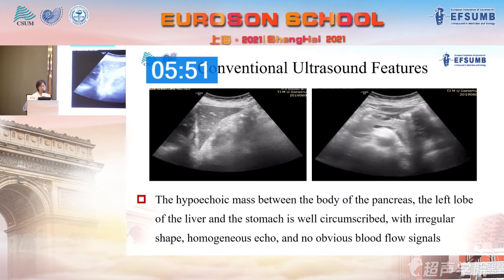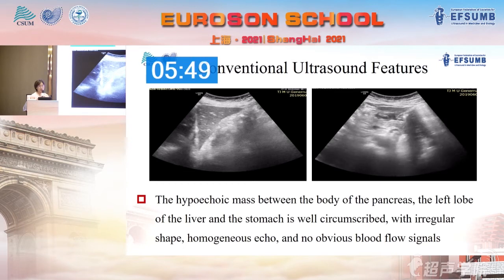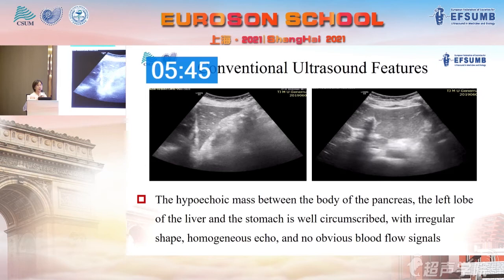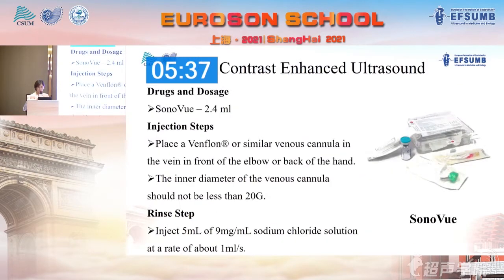From the images, we can see the hypoechoic mass located between the body of the pancreas, the left lobe of the liver, and the stomach. It was well circumscribed with irregular shape and homogeneous echo. To make a further diagnosis, we performed a contrast enhanced ultrasound. The contrast agent we used was Sonovue.